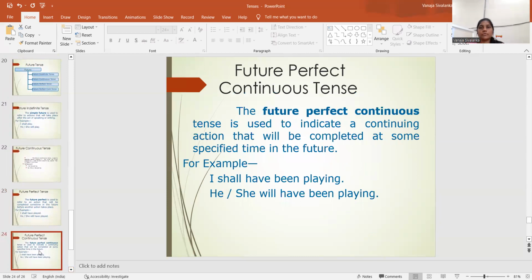Then comes future perfect continuous tense. This future perfect continuous tense is used to indicate a continuing action that will be completed at some time specified in the future. For example, I shall have been playing and she will have been playing.